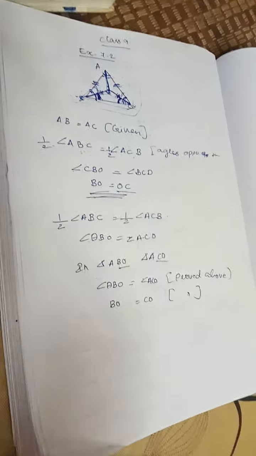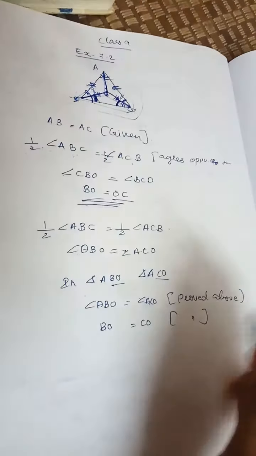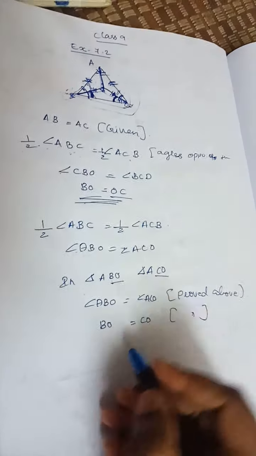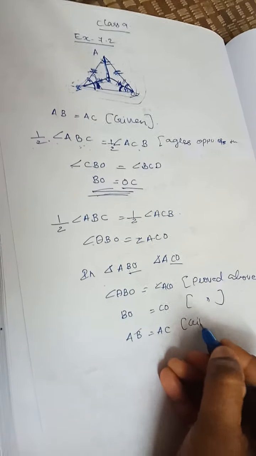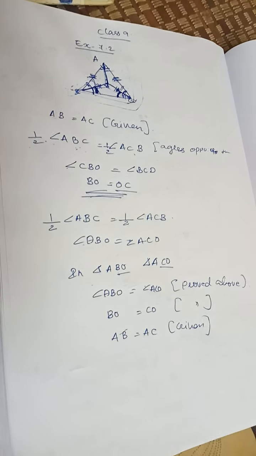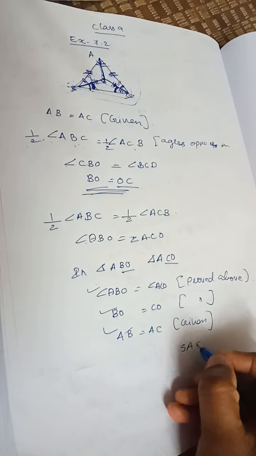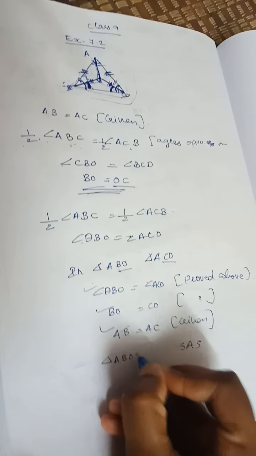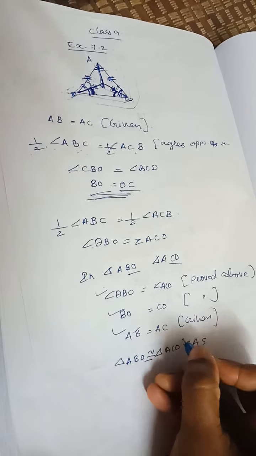Again, in this question it is given that AB is equal to AC. That is given in the question. So in these two triangles we can equate sides AB and AC. AB is equal to AC, and the reason I have written inside the bracket is given. So by using SAS, side angle side, we can write these two triangles are congruent. The reason is the SAS congruence criteria.